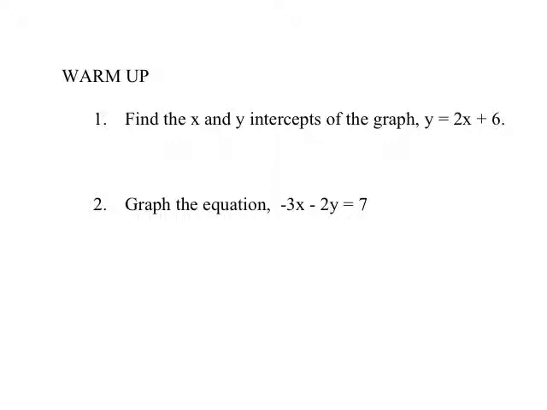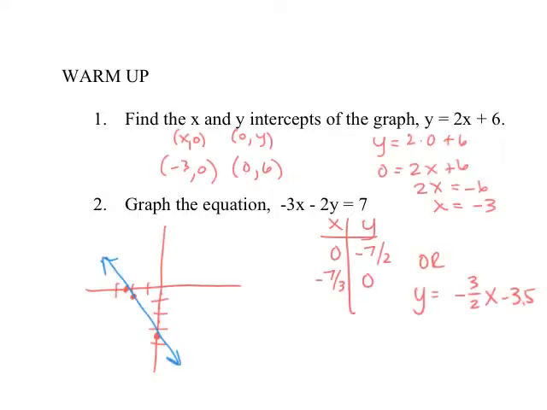Go ahead, read over this warm-up, pause it, and then when you unpause it, you will see the answers. Okay, here's your answers. The x-intercept, you just plug in y of 0. So I did that right here and solve for x and get -3. The y-intercept, you plug in an x of 0. So when you plug in an x of 0, you end up with y is 6, or you just know the y-intercept is 6.